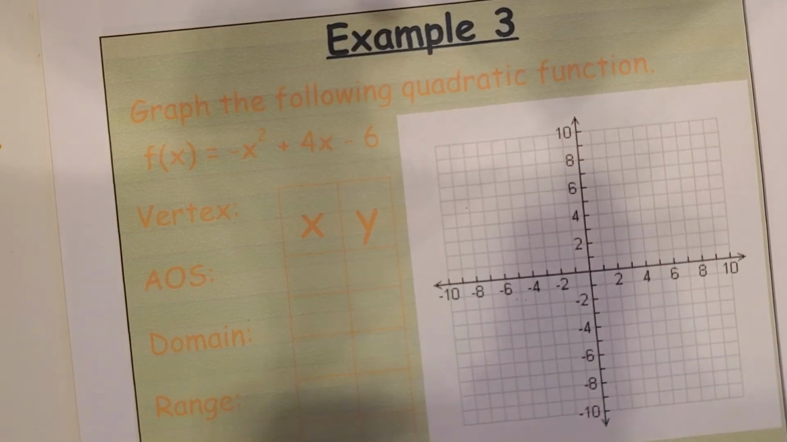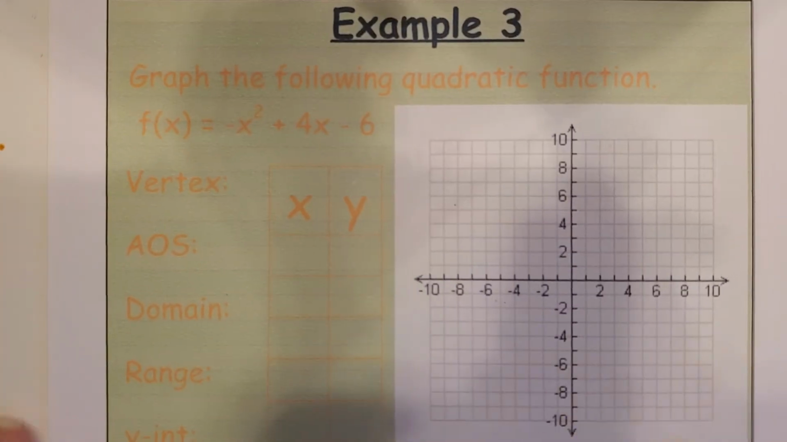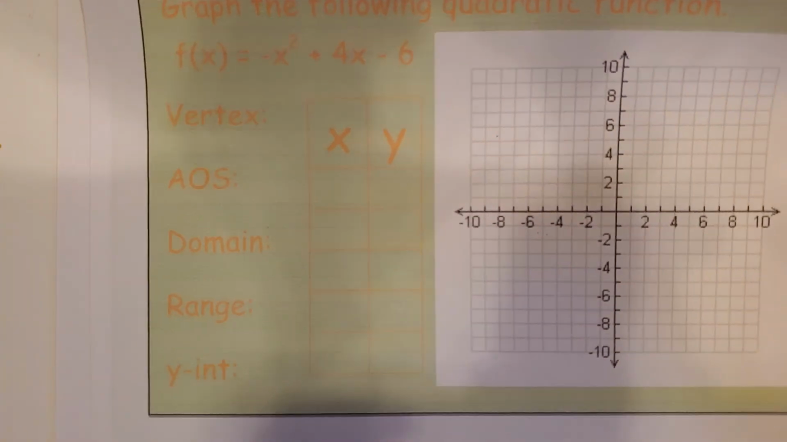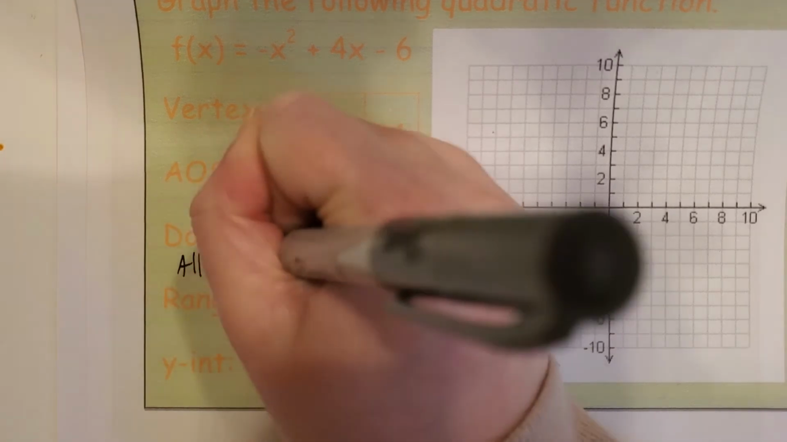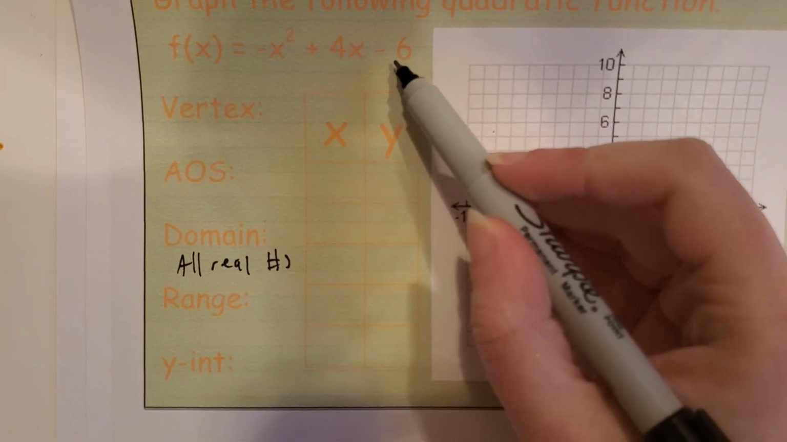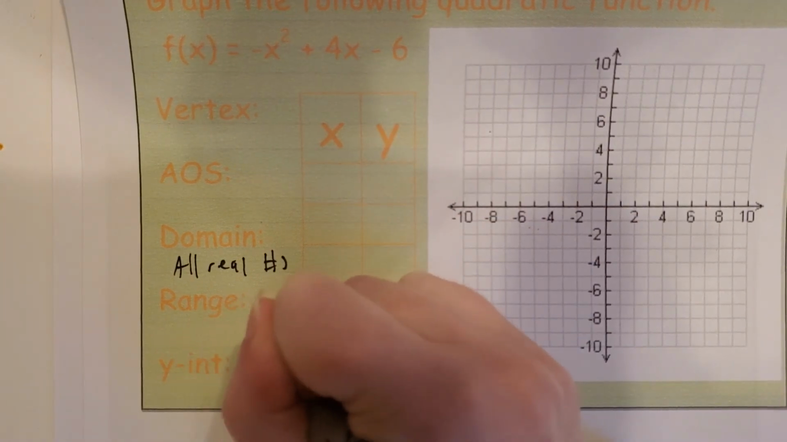All right, the last one is the kind of thing that you guys have been used to, where we're just going to go through a lot of this all over again. Domain, we know, is going to be all real numbers. The y-intercept comes from the c value of your parabola, so this is a -6. So (0, -6).